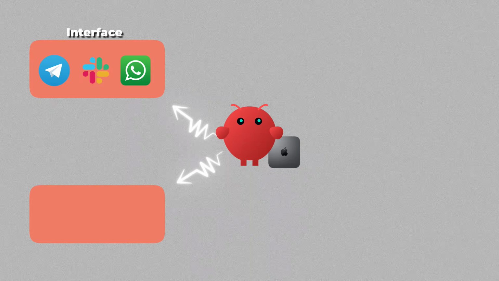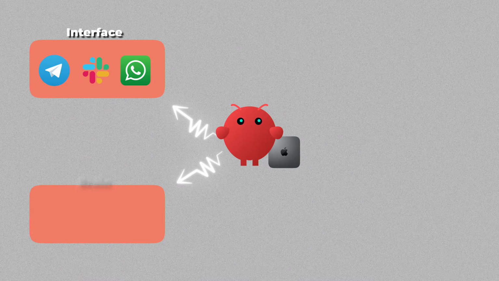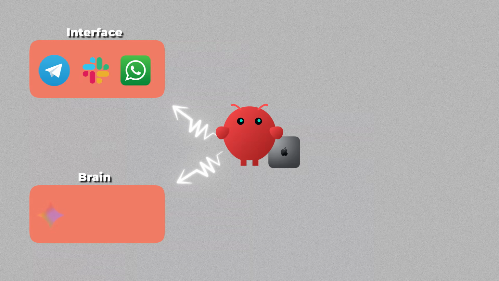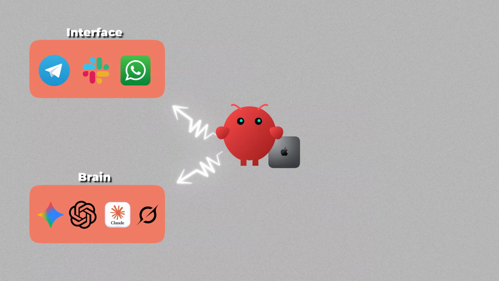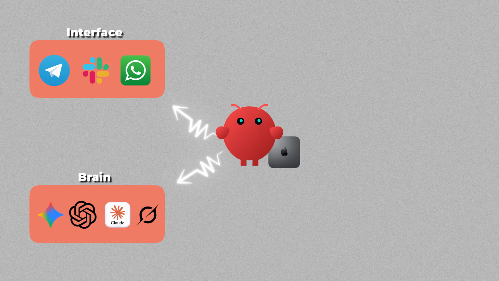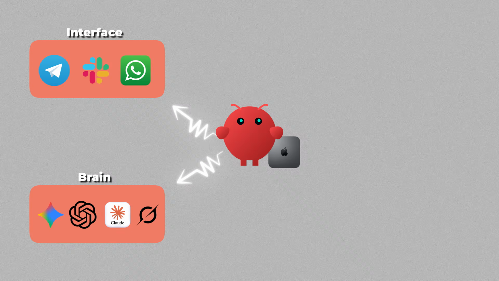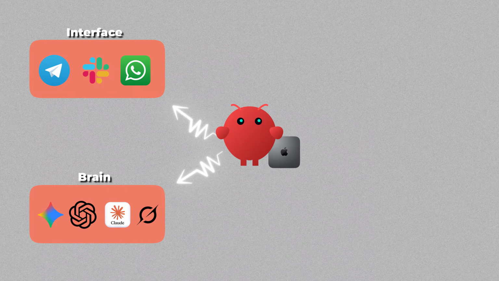Another bubble is going to be what OpenClaw uses as the brain. As I mentioned before, you can choose which model your AI assistant runs on. Some are cheaper and faster, others are better at reasoning, some are better at coding. It's going to really depend on what you want your assistant to do.